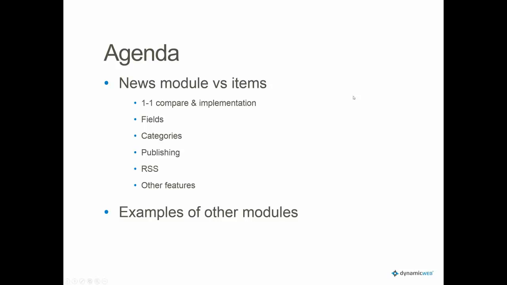So the agenda for this webinar is, first we're going to take a look at the news module, which is going to be the model for this one, and discuss what the news module and the items can and cannot do. So a brief one-to-one comparison of features, and then a look at how we can implement the same things in items. Taking a look at the fields, discussing how we can add categories, and then how we use the item publisher to publish news as items, how we can create an RSS feed using items and an item publisher, and then maybe take a look at other features, and examples of other modules as well if we have the time.